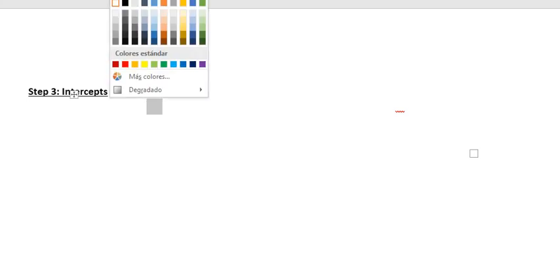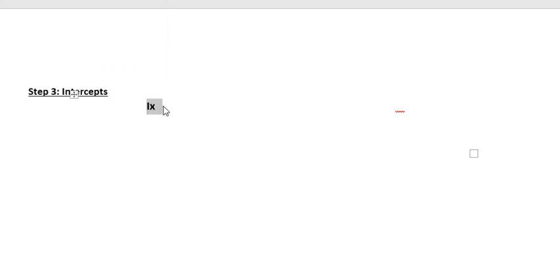intercepts. Okay, and to find the intercepts, you need to remember that there are two types of intercepts. One is the x-intercept and the other one is the y-intercept. Okay, so we'll put an I in the x and an I in the y.